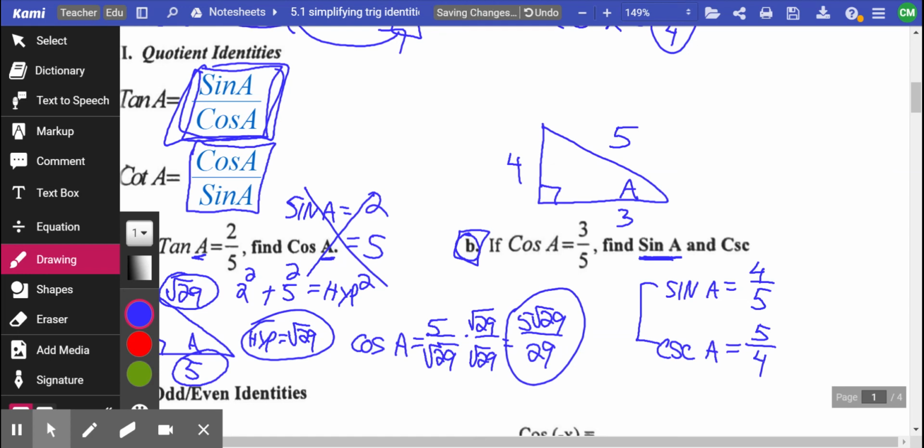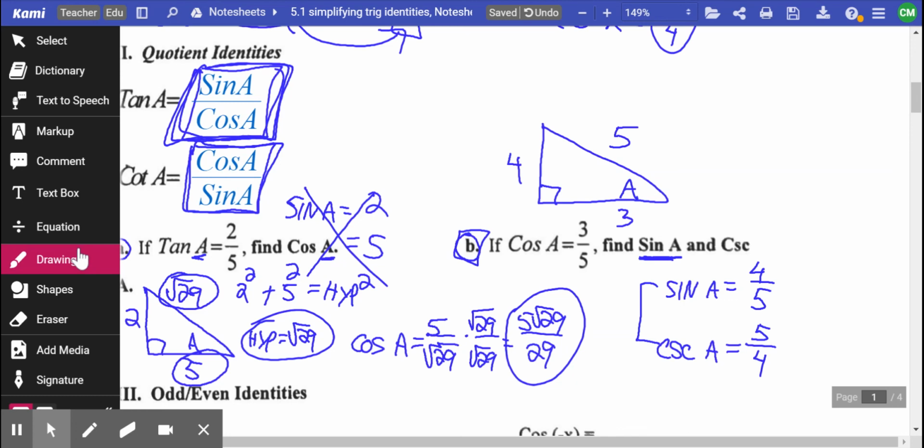So really, these quotient identities, I didn't use these yet, but I will use these in class on Monday. The main things we went over: number 1, the reciprocal identities, where you just flip it. And number 2, if you can't use a reciprocal identity right away, then you have to draw a right triangle.